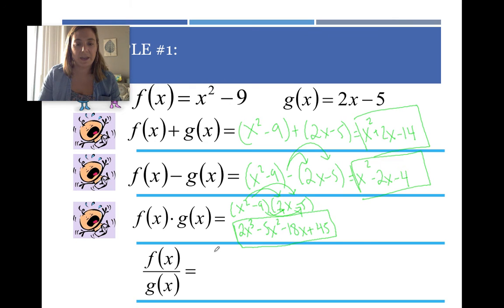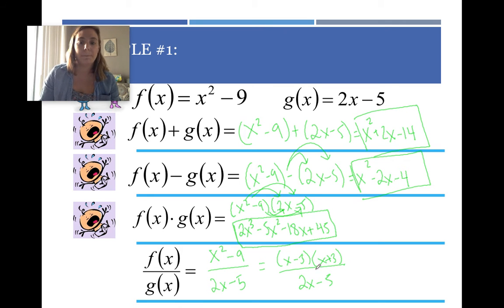So f of x, x squared minus 9, divided by 2x minus 5. There's actually nothing I can do here. I can factor this, but this factors into x minus 3 times x plus 3, if you remember difference of squares. We did those on the pre-assessment the other day. But nothing cancels. That really does nothing for me. I would just want to leave my answer like this.